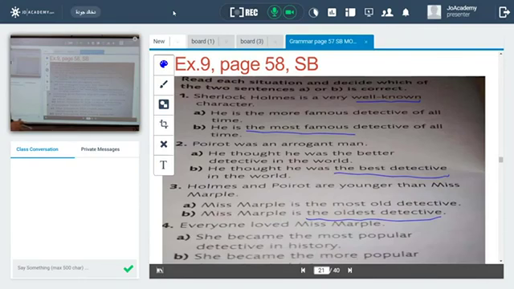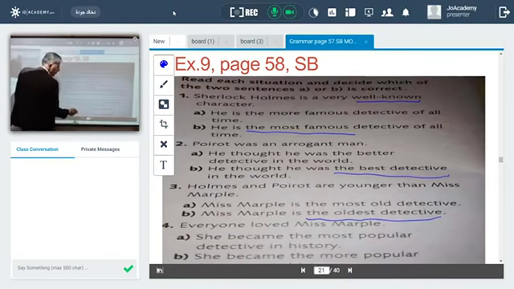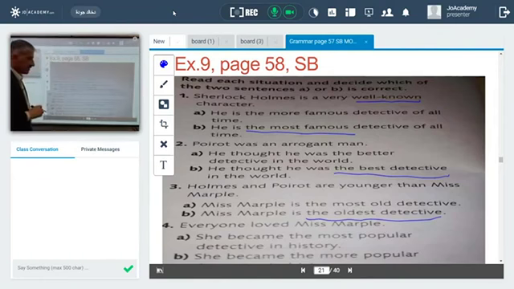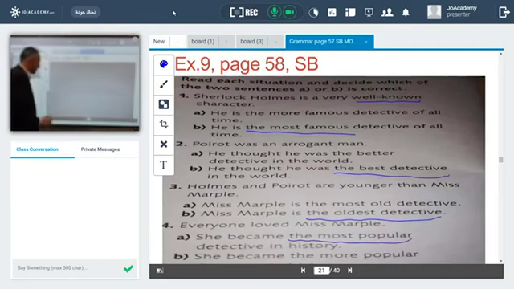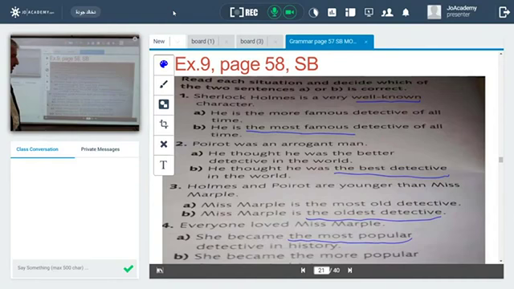Number 4, everyone loved Miss Marple. She became the most popular detective in history, or she became the more popular, or the most popular. What do you think? Is it the more popular or the most popular detective? Of course, she became the most popular detective in the world. She is the most popular detective in history. Okay.